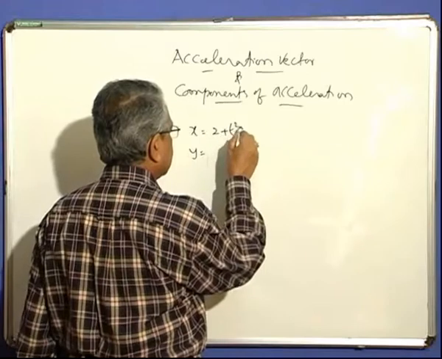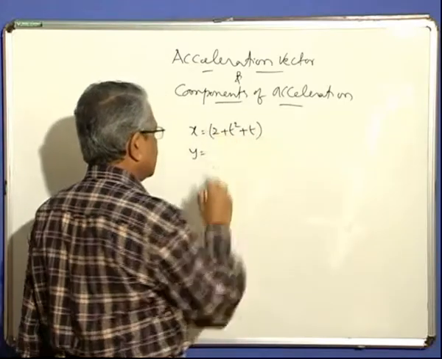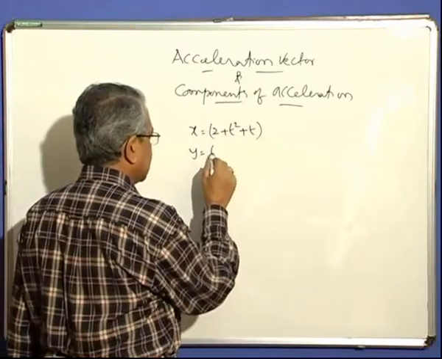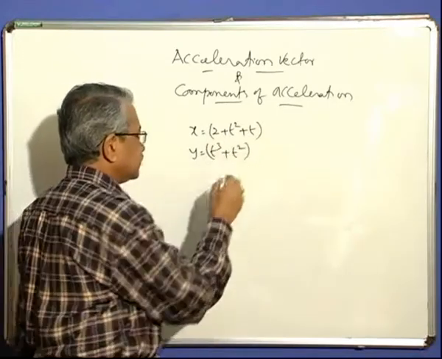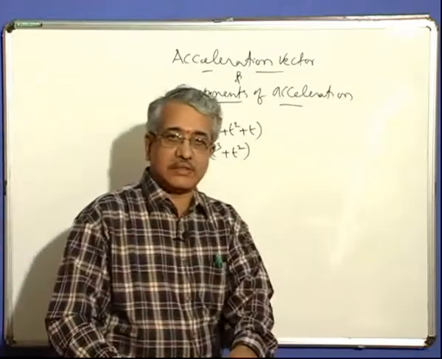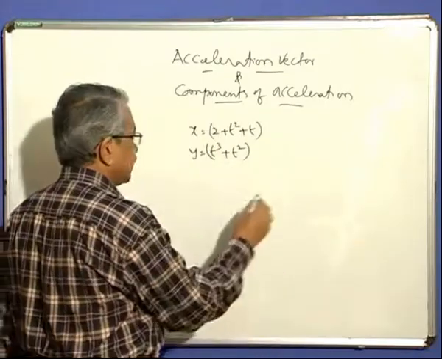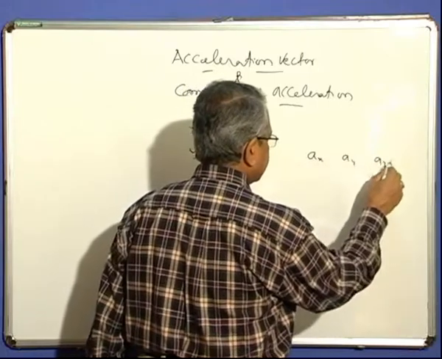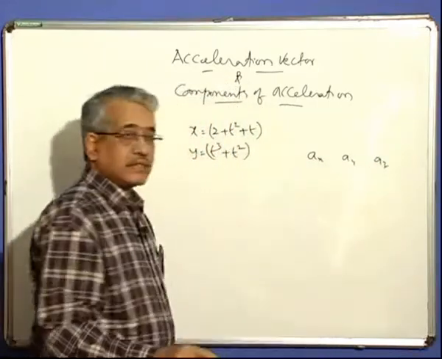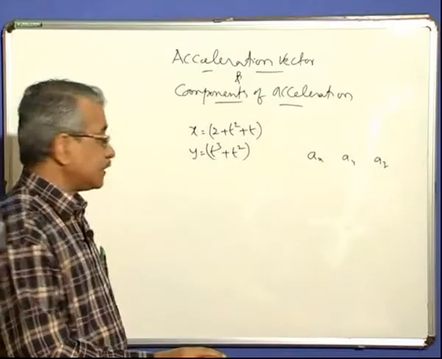x is 2 plus t square plus t, and y is t cube plus t square. So this is the variation. t is the time, that means with time it is changing like that. In which case we are asked to find out the acceleration components ax, ay, az instantaneously and how it varies. We can find out that.